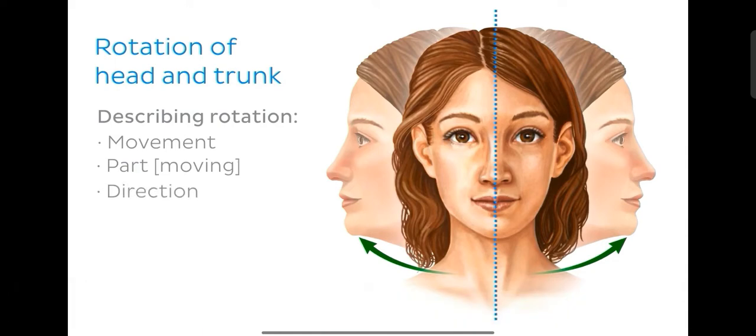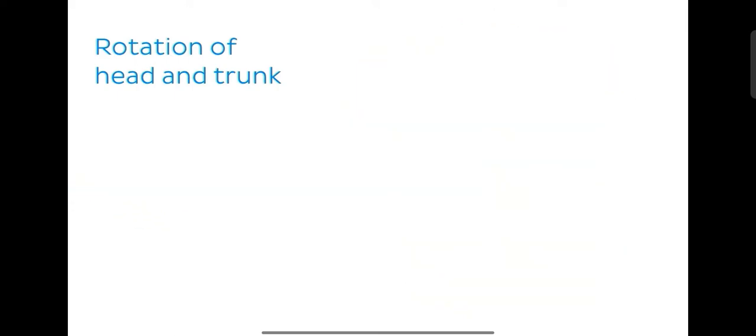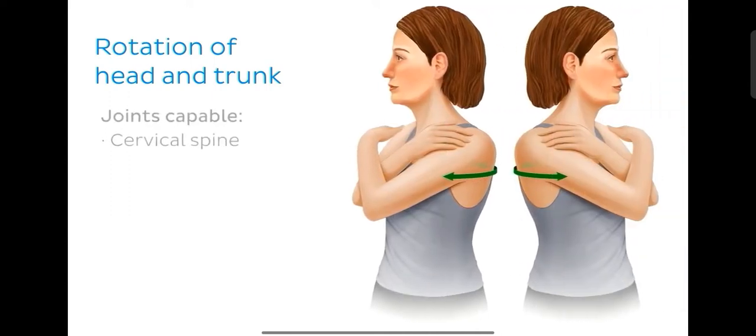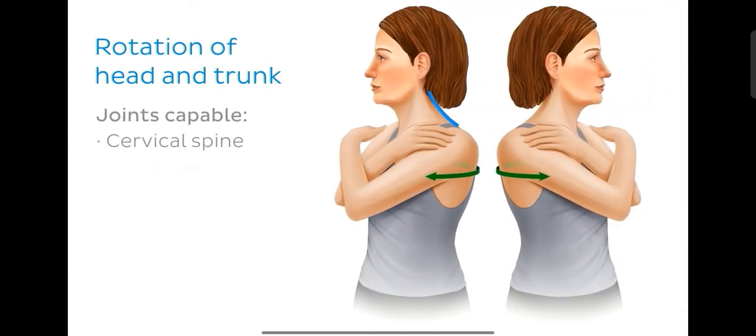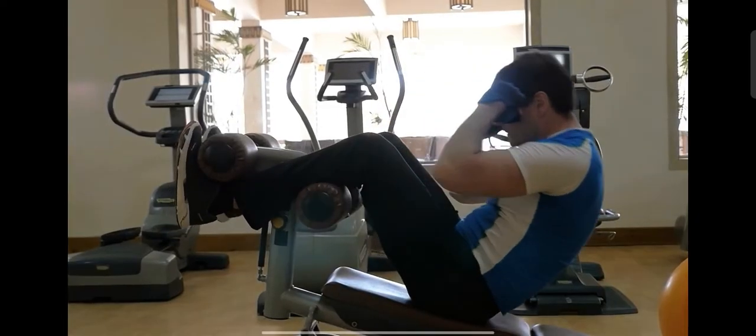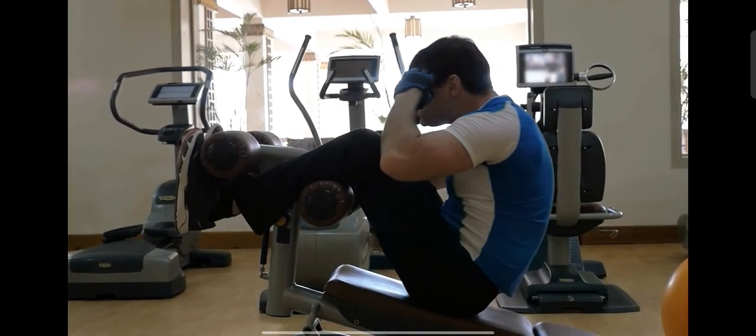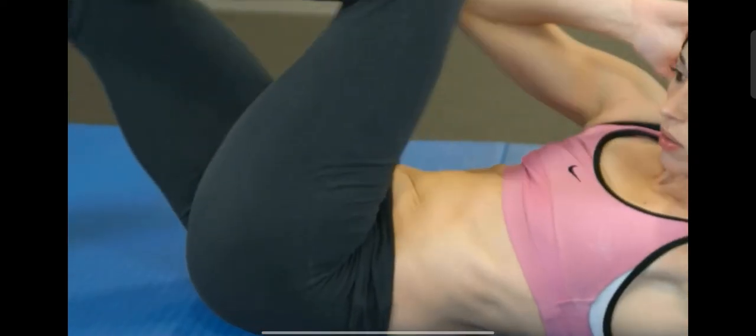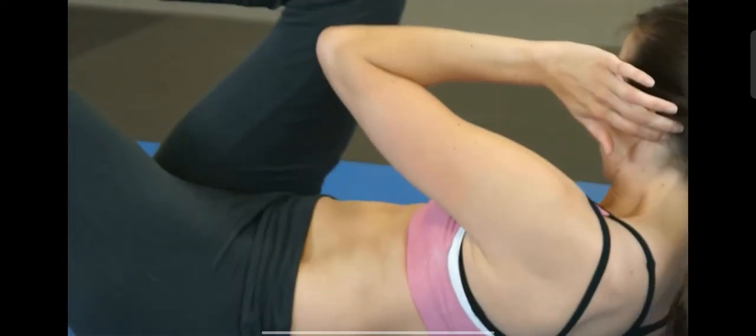For example, if the model turns her head to the left, we describe this as rotation of the head to the left. The joints capable of rotating the head and the trunk are then found in the cervical spine or neck, and the thoracic spine, which is shown rotating in this image. The lumbar spine is capable of very little rotation, as it is required to take the heavy load of the body above it. In addition to minimal rotation, the lumbar spine also performs flexion, extension, and lateral rotation of the spine.